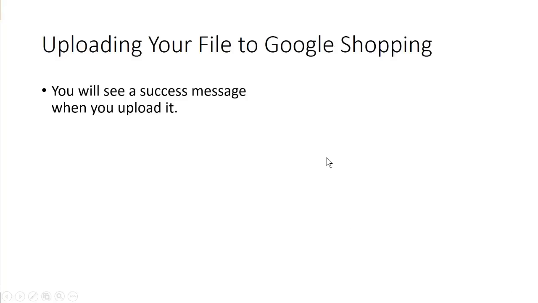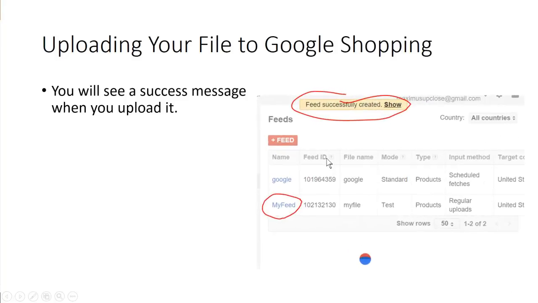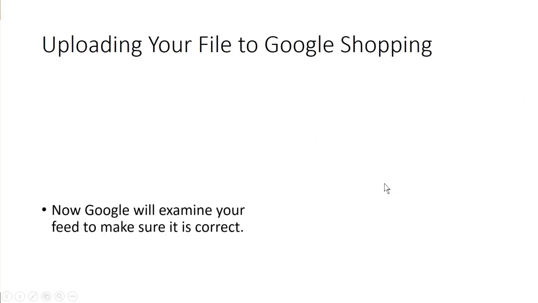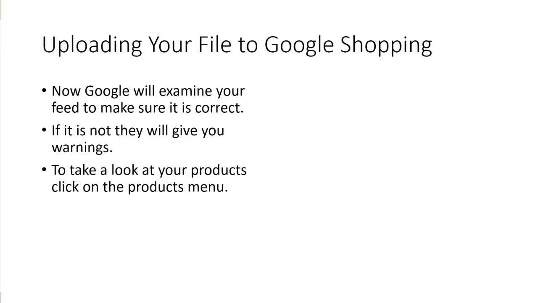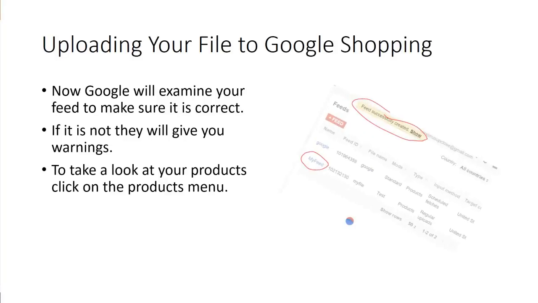Okay, so now you'll see save. If you make a mistake, you click change file, and then re-upload the appropriate file. Now you'll see a success message whenever you upload it, just like this. Okay, and then it'll populate this little thing right here. Google will examine your feed and make sure it's correct. If it is not, it will give you warnings. To take a look at your products, click on the Products menu.